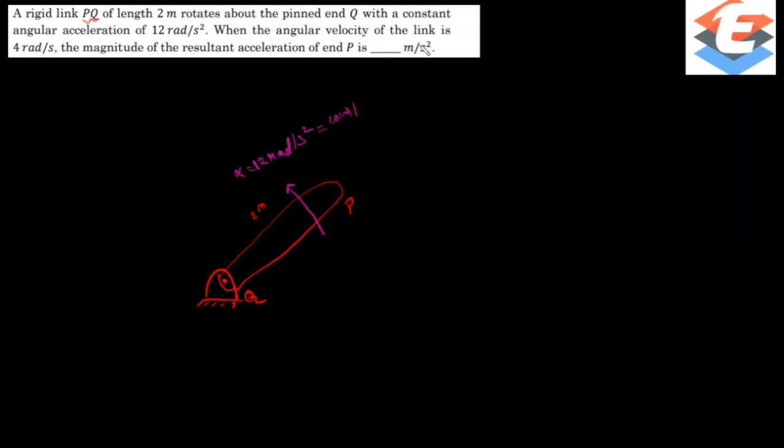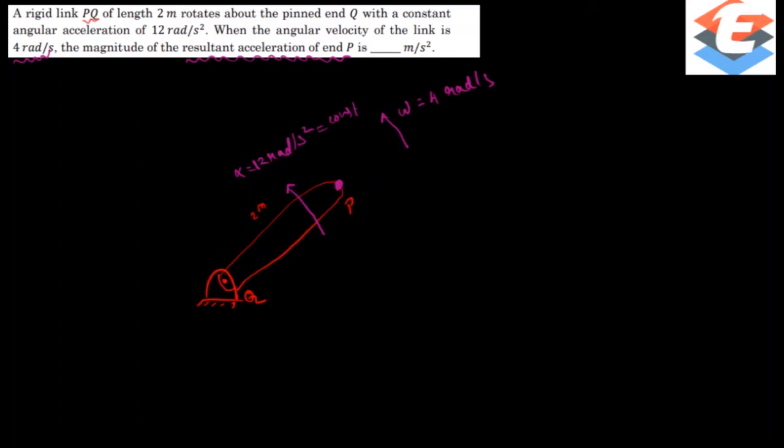When the angular velocity of the link is 4 radian per second, so they have given that angular velocity omega is 4 radian per second. They are asking what is the resultant acceleration at the end P. So at this end, what is the resultant acceleration? That's what we need to find out. So this particle at point P, what type of motion is it going to undergo?